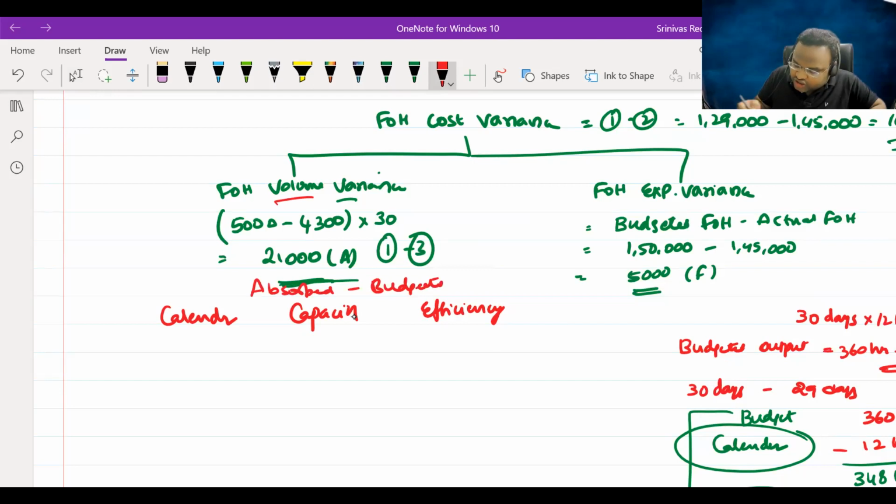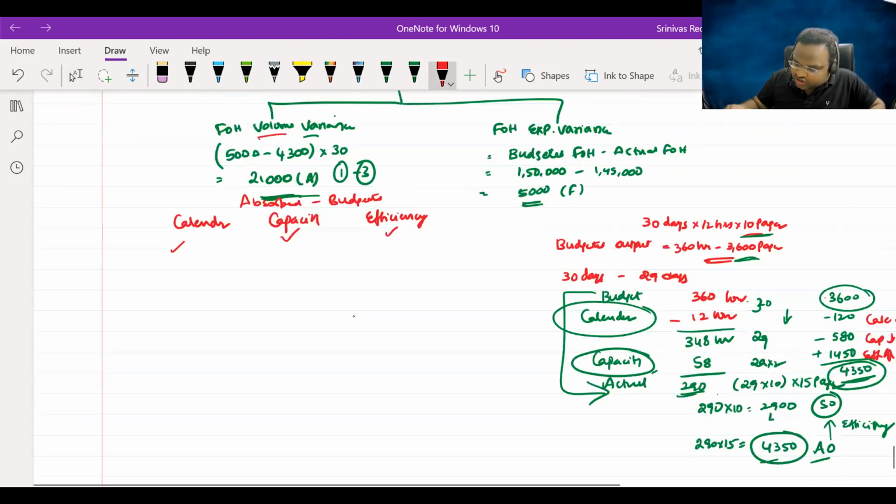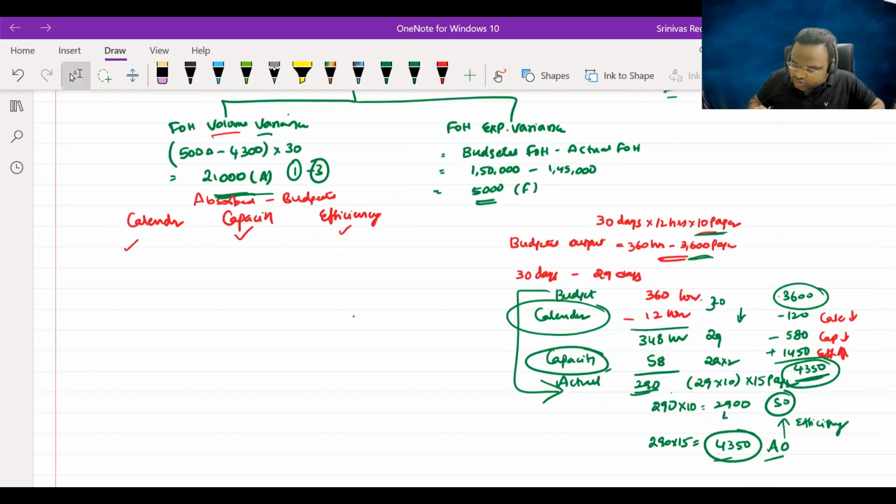So in volume variance, which rate should I consider? Standard rate. That means in calendar, capacity, efficiency also I should consider only standard. That is the reason I said while calculating quantity variance, while calculating efficiency variance, you should consider standard rate, whether it is for input or for output. That means my volume variance could be because of calendar, because of capacity, because of efficiency. How will you calculate, sir? Hope you have understood this logic, right? Now let me come to our question. Sir, I need to prepare a small reconciliation statement.